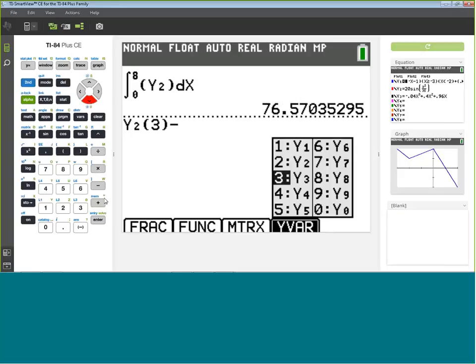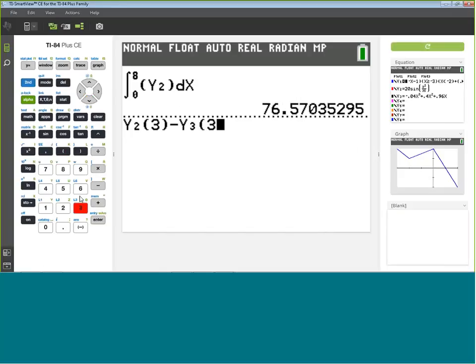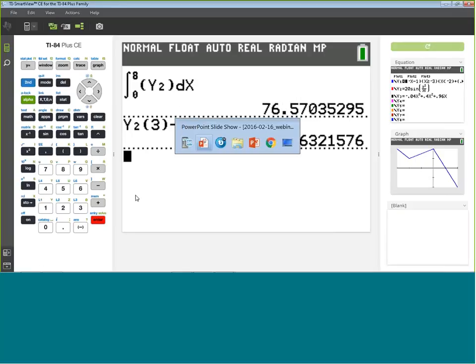Y3 of 3. Now on the exam again, do not write on the answer Y2 of 3 minus Y3 of 3. Instead, be sure to say R of 3 minus D of 3. I'm like, wow, that's negative. So that must mean that the water flowing out is larger than the water flowing in, the rate of water flowing in at that time.